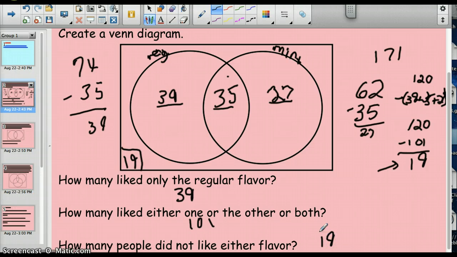So, ladies and gentlemen, this is how we solve a problem utilizing two sets with Venn diagrams. What I want you to do now is to solve the next problem that I have set for you, example 2, on your own, and we will discuss the results of that tomorrow.